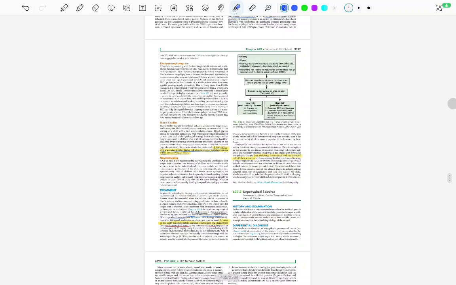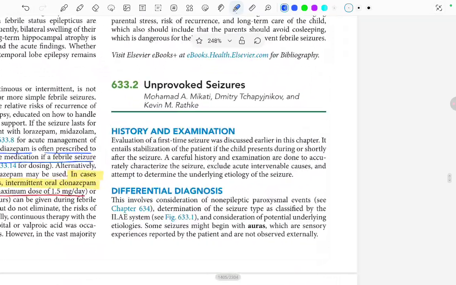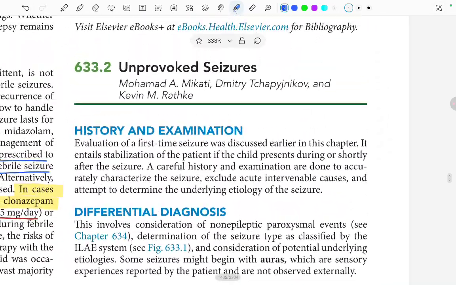Hi, in this video we will read about unprovoked seizures from page number 3597 of Nelson's volume 2, chapter number 633, seizures in childhood. Unprovoked seizures, history and examination. Evaluation of the first-time seizure was discussed earlier in this chapter.